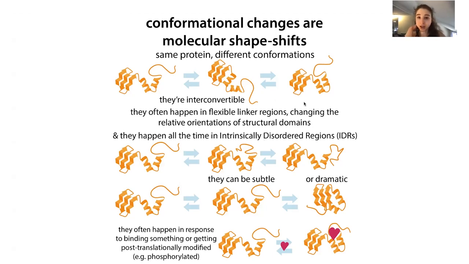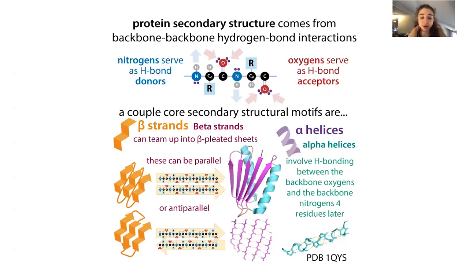When you have these changes in the protein, we can talk about structural domains of a protein. These are regions that, if you were to cut them apart, would fold independently. That's the strict definition of a structural domain. But sometimes they also do need other parts of the protein. These regions tend to have strong secondary structure. And secondary structure involves interactions between the protein backbone.